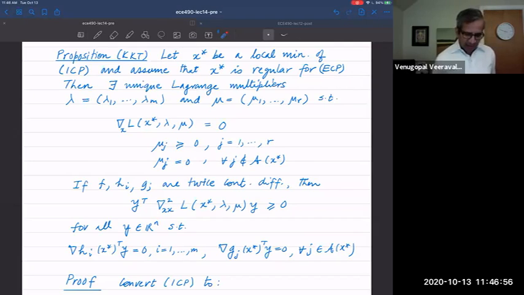Another way to write these conditions is to say that the product of mu j and gj of x star has to equal 0, because whenever gj of x star is 0, mu j is not 0. It could be non-zero, and vice versa. The product will always be 0. But we'll talk about that later. So that's why it's called complementary slackness. Maybe we'll talk more about it in the next lecture. Right now, we're going to focus on proving this result.